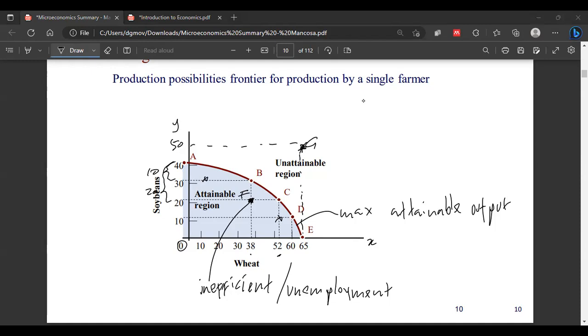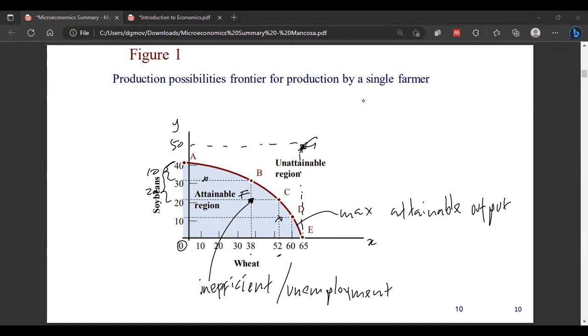Yes, sir. I just want to ask, let's say on the soybeans we are at 30, and on the wheat it's 65. Then it says unattainable region. So how do we go about that one? Because it is not more than the maximum. Is it not more than the maximum? I think it's not more on the soybeans, because soybeans is 40. So now we are saying soybeans is going to be 30, and then it's going to be 65. Okay, all right, I see what you're saying.